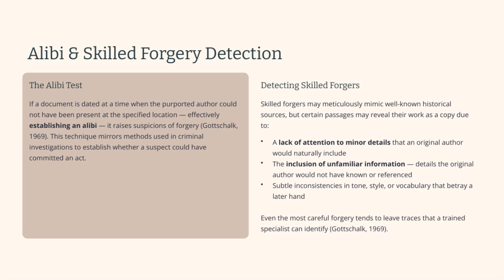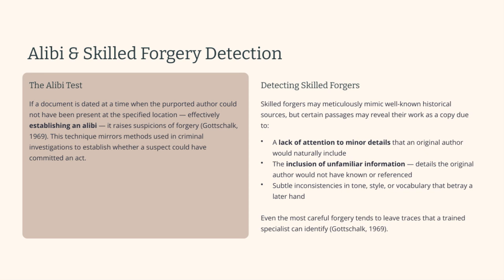Additionally, subtle inconsistencies in tone, style, or vocabulary can reveal that a later hand has tampered with the original. Even skilled forgers, who often meticulously imitate well-known sources, may still leave behind clues. These might be specific passages or stylistic quirks that don't quite fit the overall work. That's why detection involves careful analysis of the entire document.